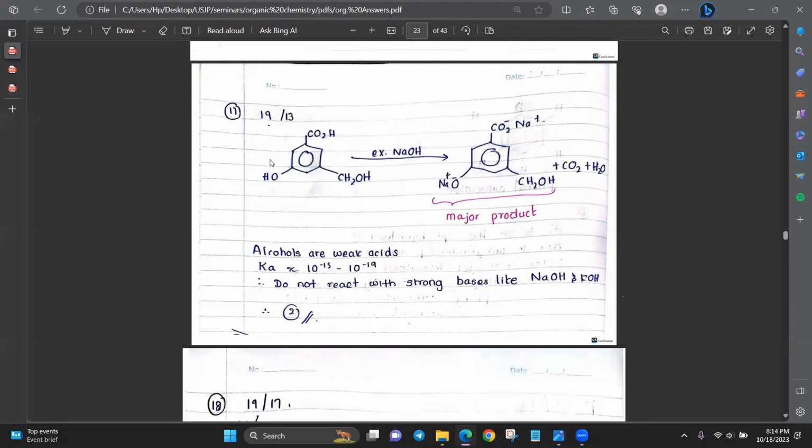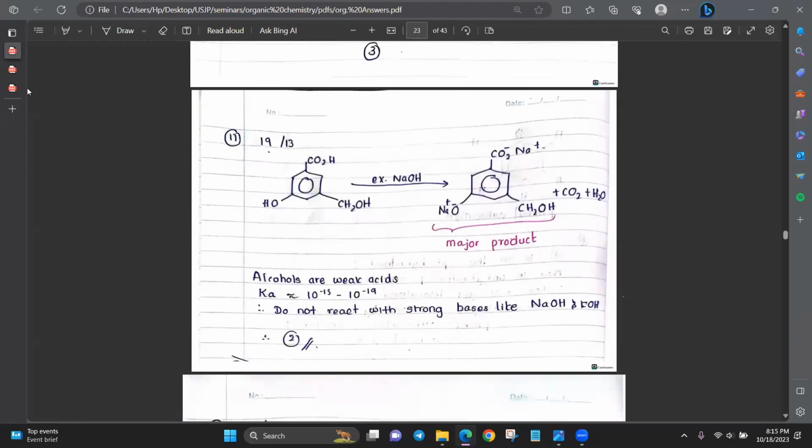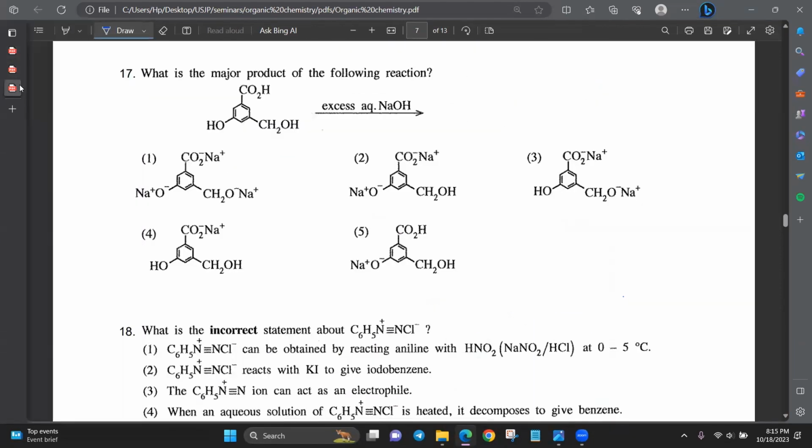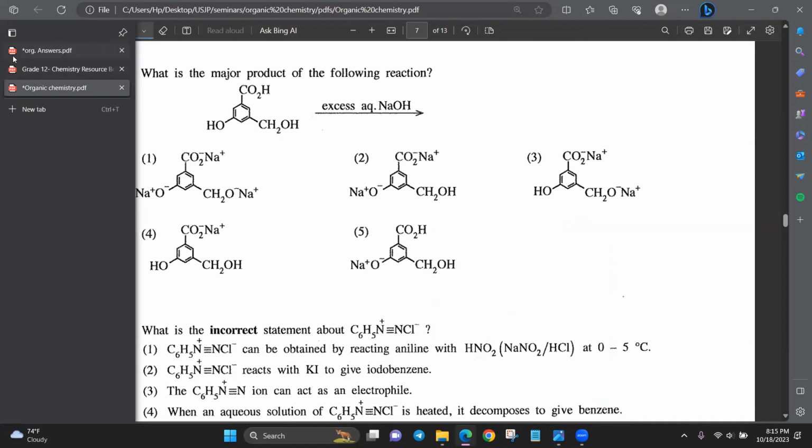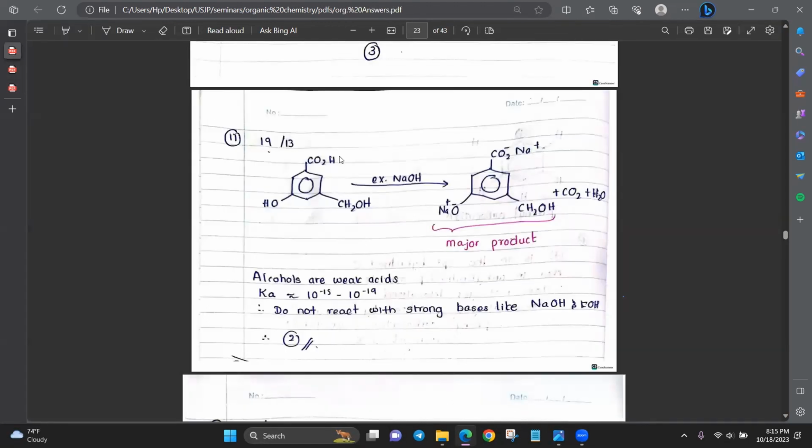Phenol is not a strong acid, just normally acidic, and sodium hydroxide is a strong base. So it will react and form the sodium salt and water. Then carboxylic acid. With carboxylic acid, if we add sodium hydroxide, it will react and form the sodium salt.